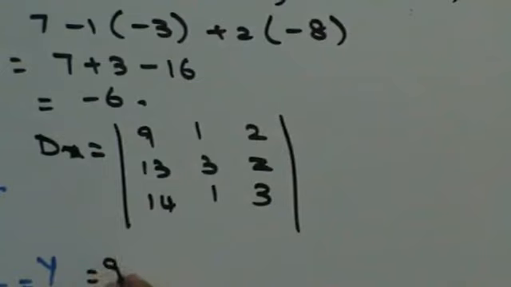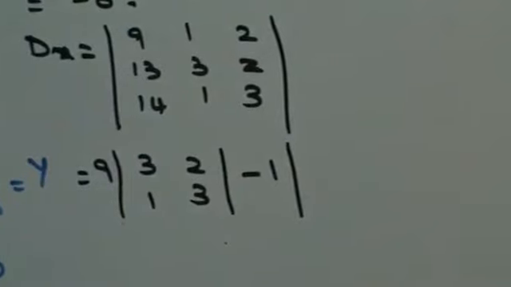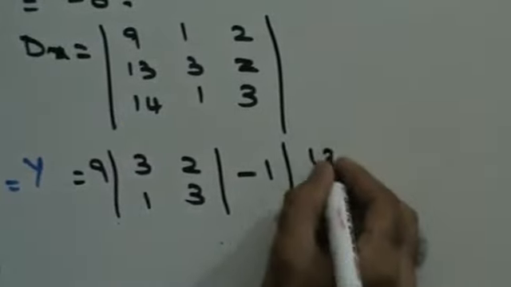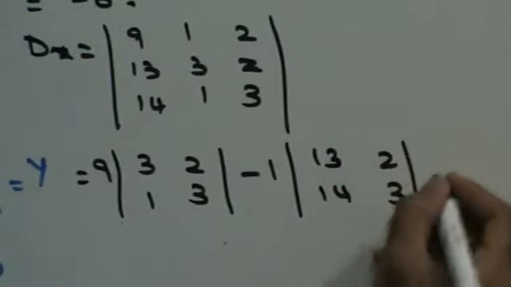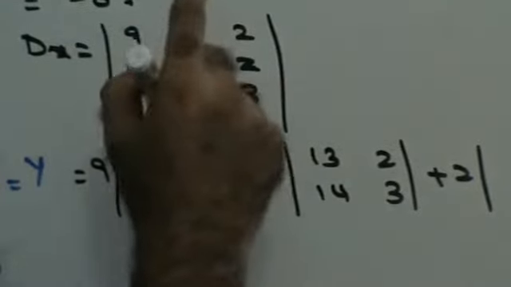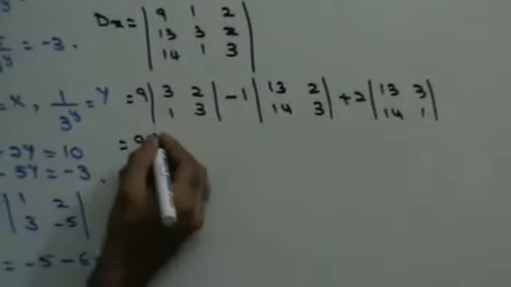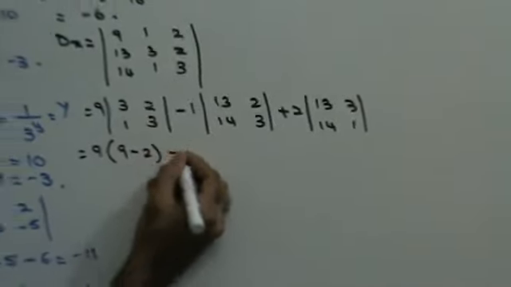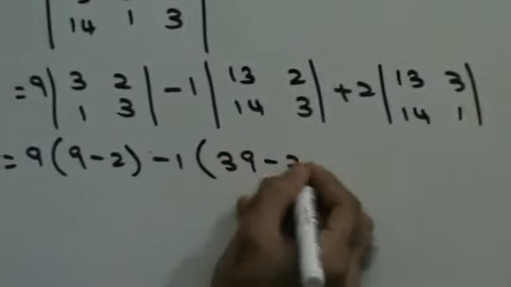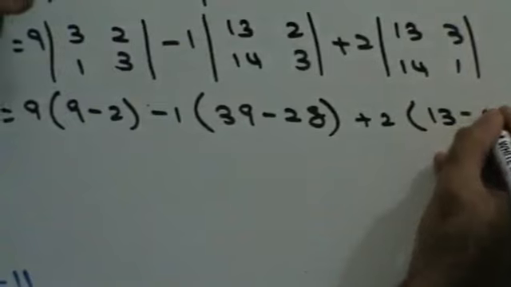right? So this can be written as, take the first element of the first row. I cannot take the first row and the first column, so 3, 1, 2, 3, minus, take the second element of the first row. I cannot take the first row and the second column, so 13, 14, 2, 3, plus 2. Take the third element of the first row. I cannot take the first row and the third column, 13, 14, 3, 1. So this is going to be 9 times 3 3s are 9 minus 2, minus 1 times 39 minus 28, plus 2 times 13, 42.